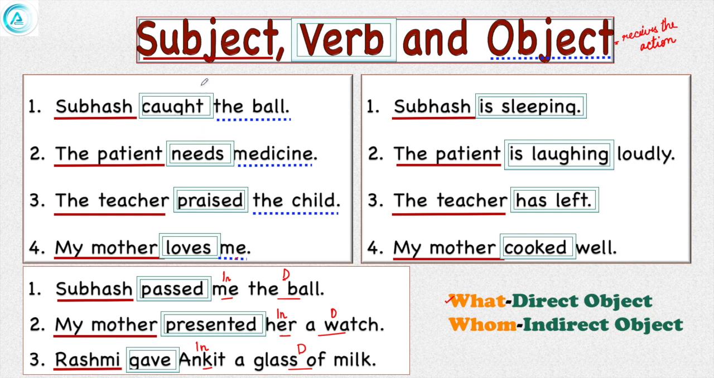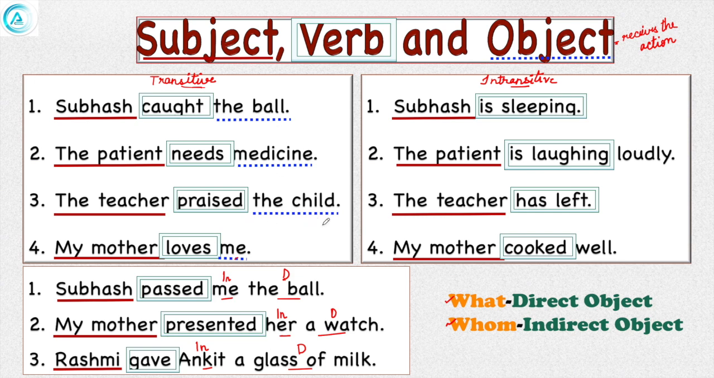So it is clear that the verbs in this column are transitive verbs and the verbs in this column are intransitive verbs. So this all depends on the objects. If an object is needed, then it is a transitive verb, and if an object is not needed, then that verb is an intransitive verb. You can easily pick your objects by asking what or whom also. Like Subhash got what? The patient needs what? The teacher praised whom? My mother loves whom? So the answer is coming in what or whom.